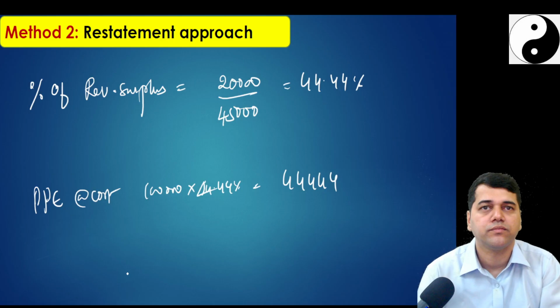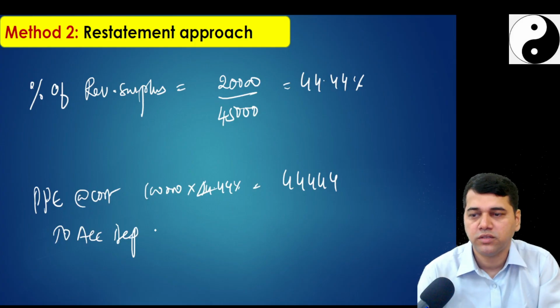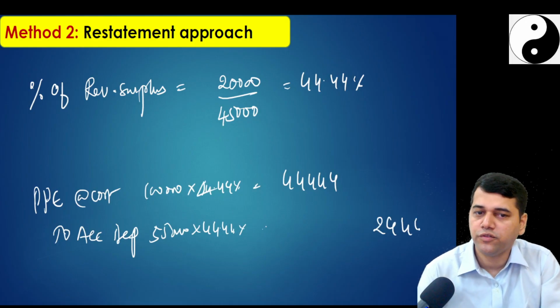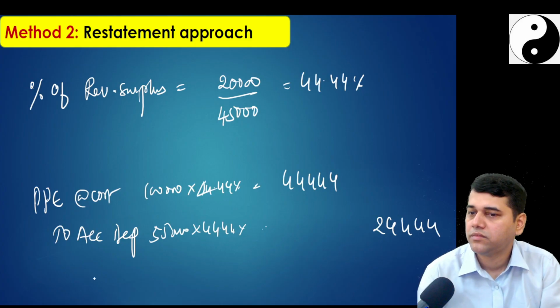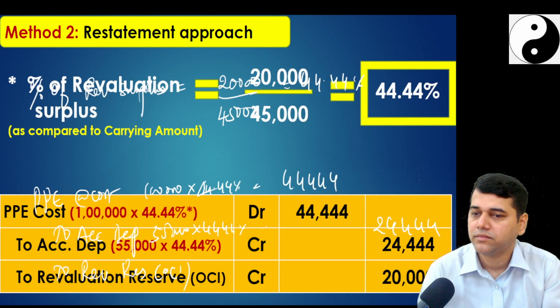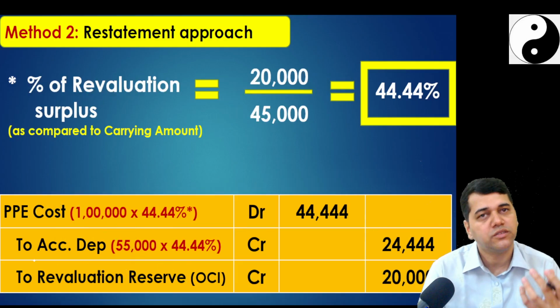44,444. Accumulated depreciation: how much? 55,000 into 44.44%, that is 24,444. Revaluation reserve, OCI, 20,000. If you see, the net effect going to the revaluation reserve is the same.